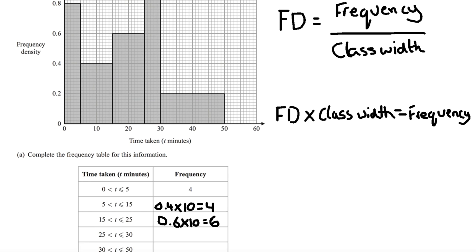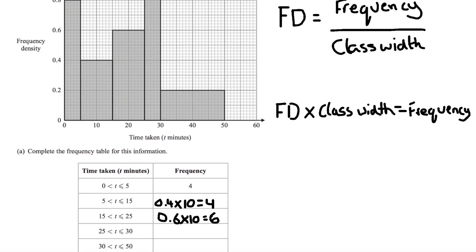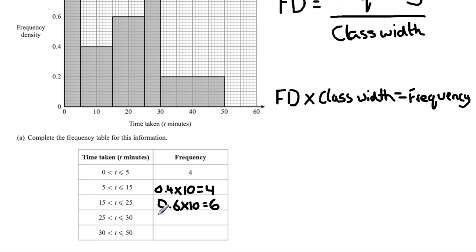The next group we're going to be looking at is 25 and 30. So the frequency density is 1 and the class width is 5. So it'll be 1 times 5, which is 5.